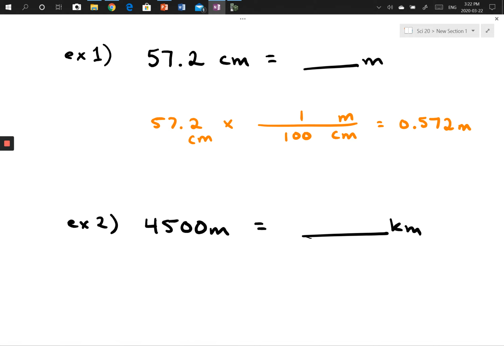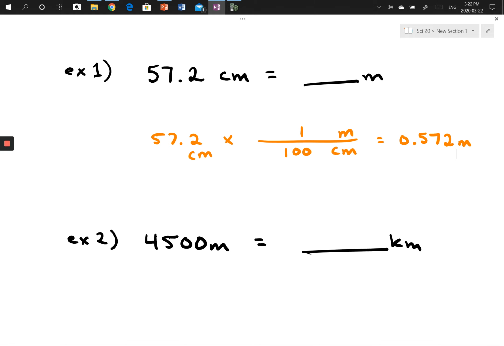Okay, so let's look at this one. And I guess another thing to look at here is canceling of the units. That's why we do this analysis. This centimeters is on top. This centimeters is on the bottom. They're going to cancel each other out. I'm going to be left with meters, which becomes my unit.